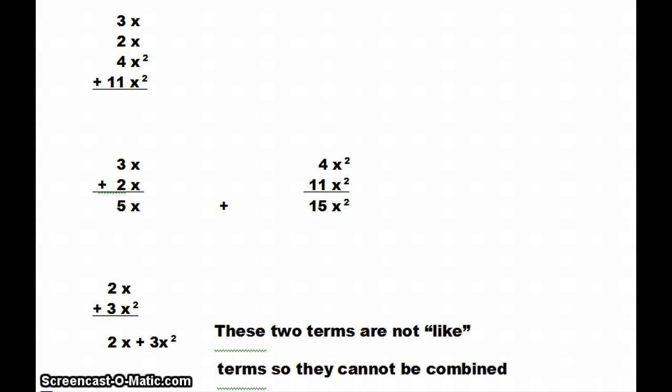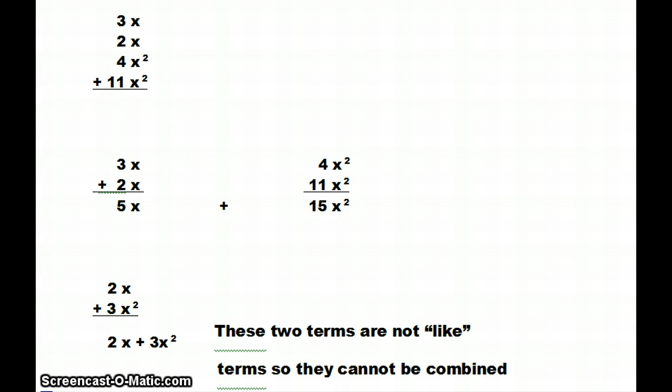What we do is we group things together that are alike, just like the apples and the oranges. So we group the 3x and the 2x together, and we group the 4x to the second and 11x to the second together. We add the 3 and 2 and get 5. We add the 4 and 11 and get 15. We have essentially 5 x's, or 5 apples, and 15 x to the second, or 15 oranges. We cannot add 5x plus 15x squared together and simplify it anymore.